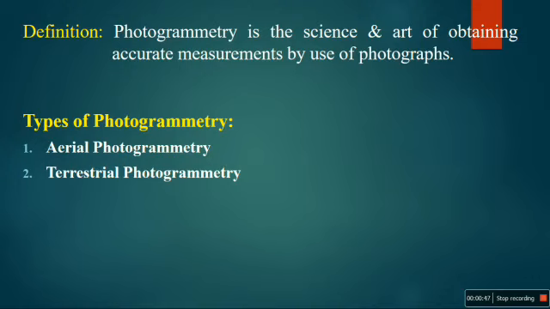For example, if you take a photograph of any object, light is the medium for taking the photograph. This light is reflected to the camera. This radiation will be captured by the camera. Then this image may be in soft copy or hard copy. This is an example of photogrammetry. In photogrammetry, there are two types: one is aerial photogrammetry and the second one is terrestrial photogrammetry.